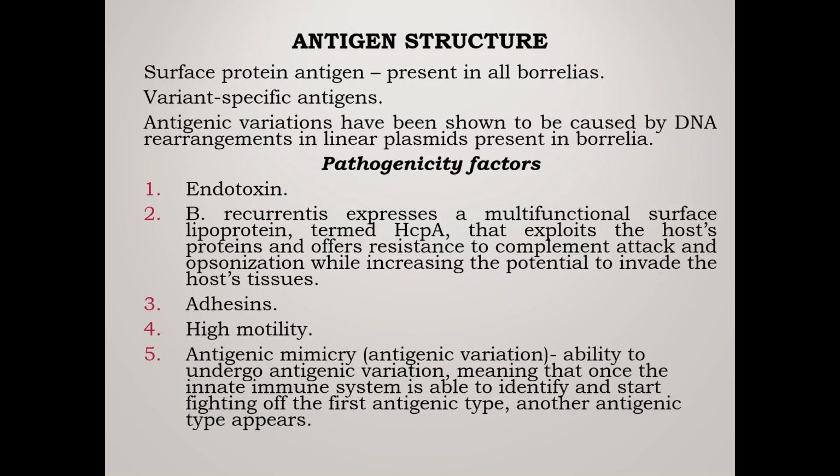Factors of adhesion: surface proteins and structure, high motility, and antigenic mimicry or antigenic variation, the ability of Borrelia to undergo antigenic variation, meaning that once the innate immune system is able to identify and start fighting off the first antigenic type, another antigenic type appears.